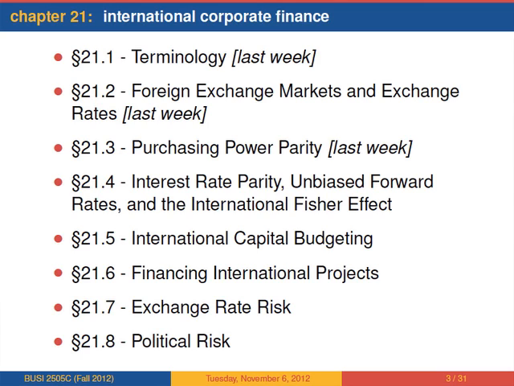So chapter 21. Last week I did the basics, the vocabulary and foreign exchange, and mostly the big concept was purchasing power parity, which I explained to you in fairly great detail. One of the ways to look at exchange rates is that an equivalent good should cost about the same in 2 different countries, assuming that you don't have other things like transaction costs and barriers to trade and so on.